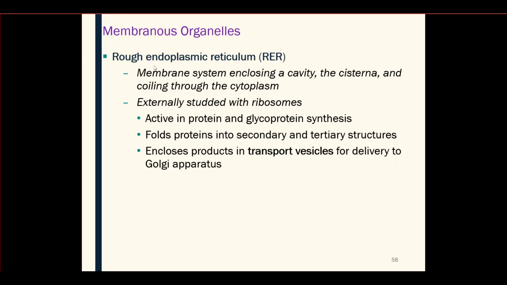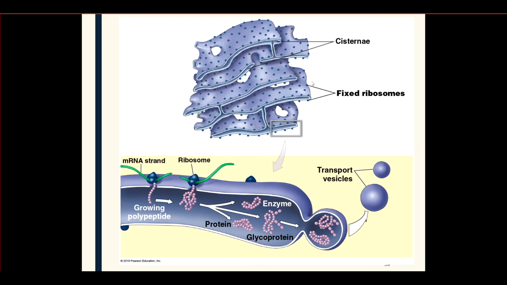The ER, first of all, before I define what rough and smooth is, think of the ER as a membrane system. It's a bunch of membranes that are folded and coil through the cytoplasm. So we have this membrane system enclosing this cavity known as the cisterna. I'll show you what I mean. If you look over here, this is a membrane, and see how it folds here, and then it folds over this way, and then it folds this way, forming this kind of hollow area in the middle.